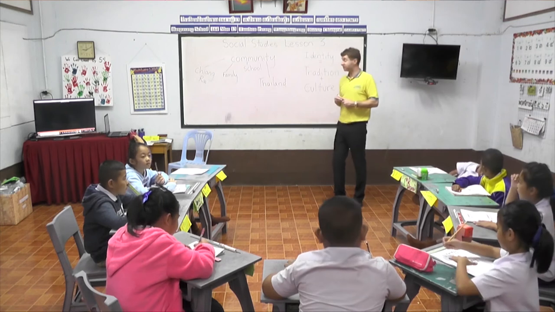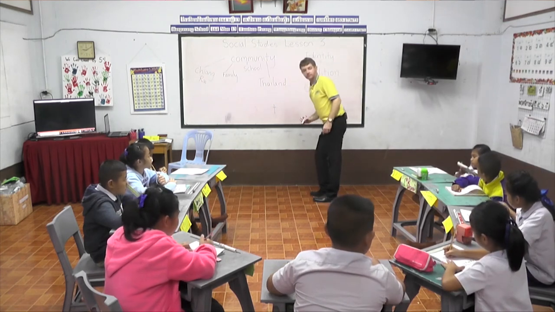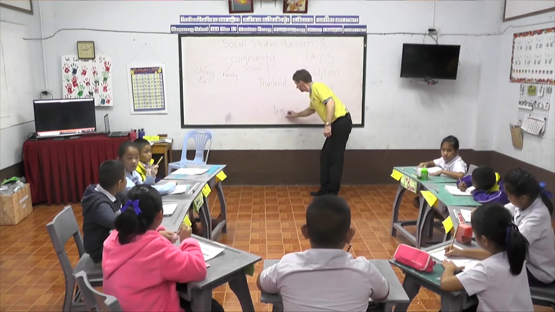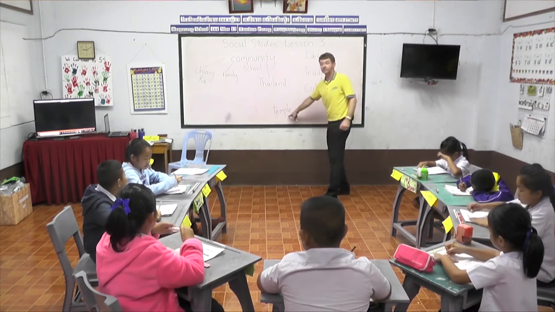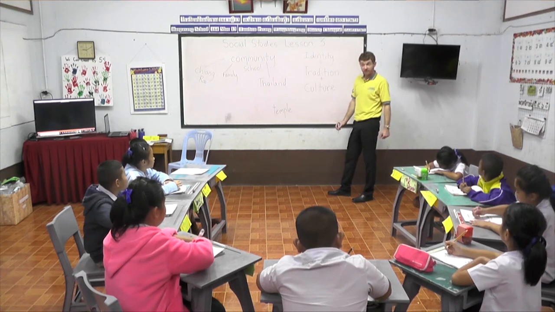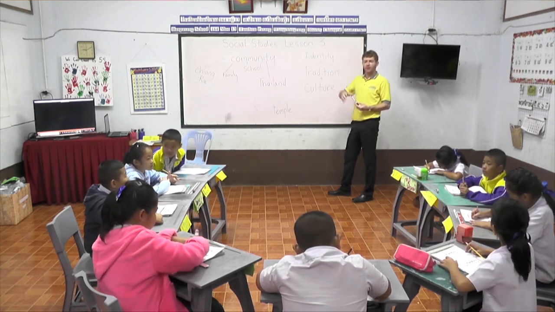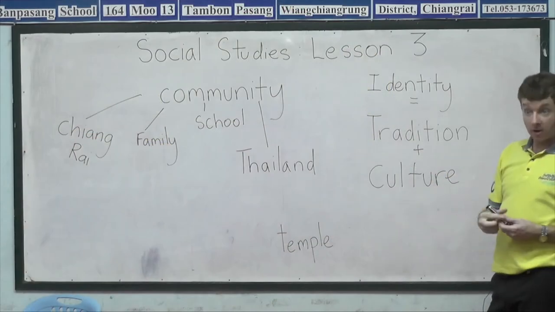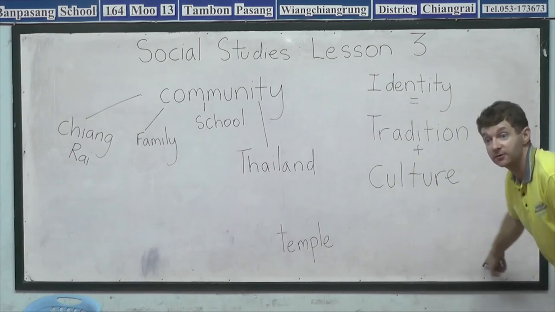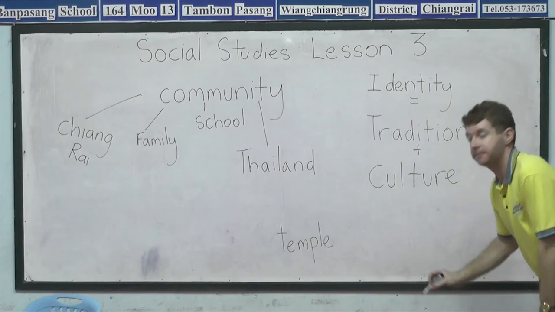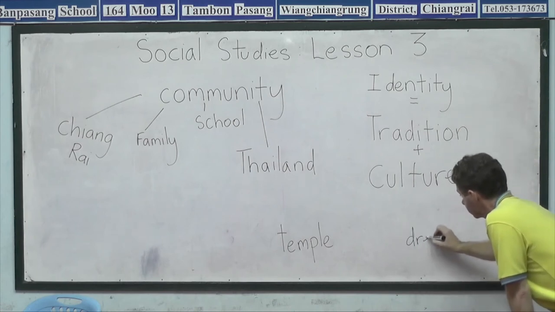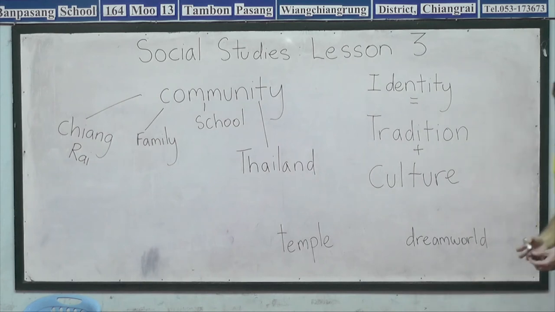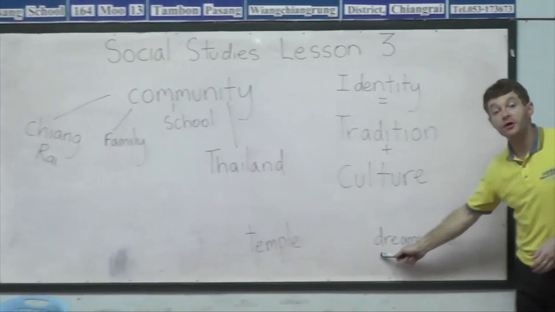Okay, so let's see. Temple. T. E. M. P. L. E. Temple. Dream world. Okay, where is Dream World? Is Dream World in Bangkok or Chiang Rai? Bangkok, yes. You want me to spell Dream World here for you? Okay, so dream. Can you say? Dream World.